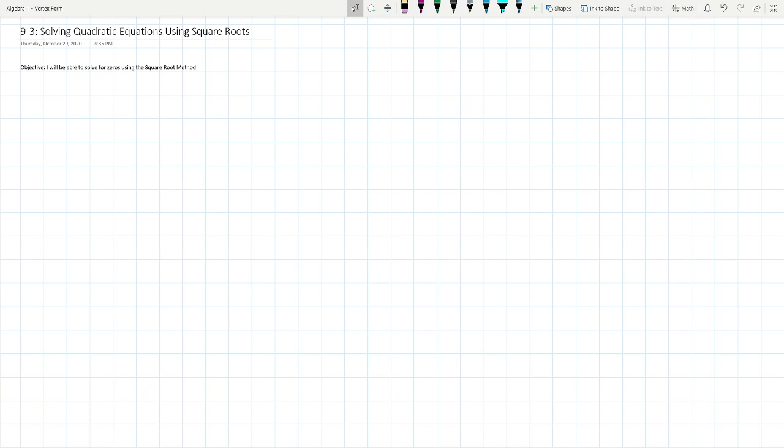This is 9-3, solving quadratic equations using square roots. Your objective today is that you will be able to solve the zeros using the square root method. To start off, we have the warm-up.